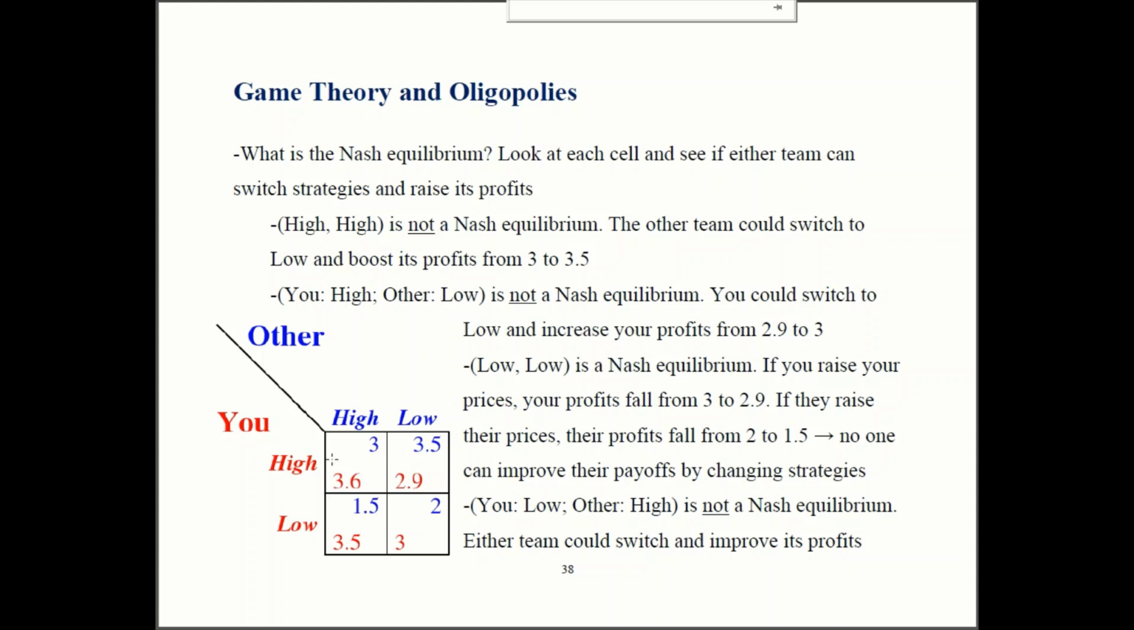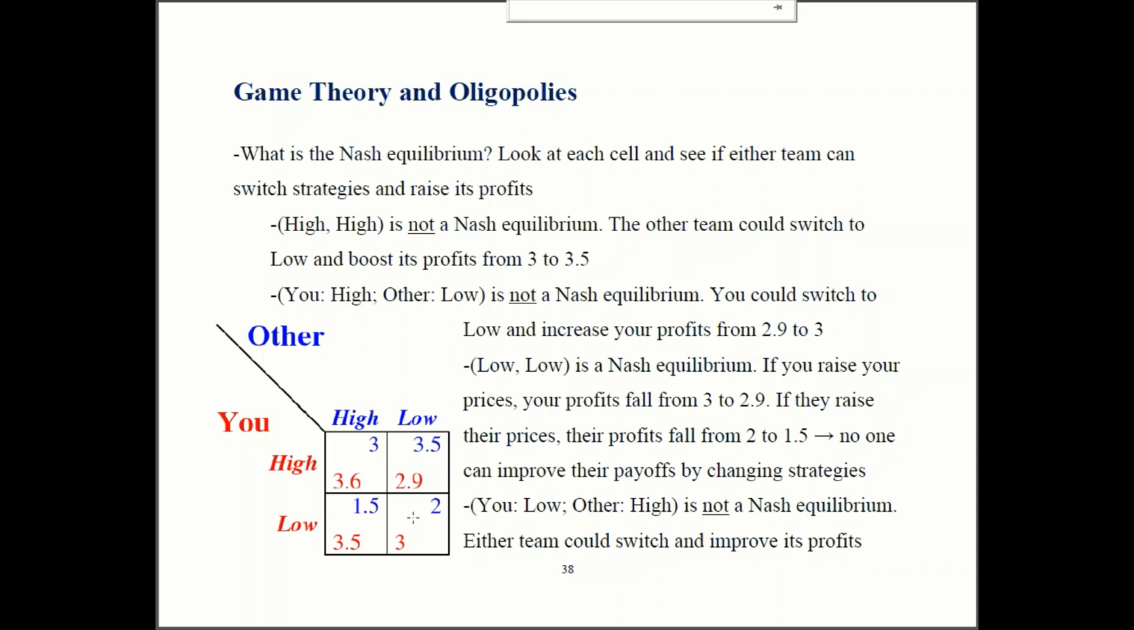Now, if you play high and they play low, that's also not going to be a Nash equilibrium. They're happy about their high profits of 3.5 million, so they don't want to change anything. However, you have an incentive to change strategies. Right now you're getting 2.9 million. If you switch to playing low while they are still playing low, you can get your profits all the way up to 3 million. So you have an incentive to change strategies. If you want to change your strategy, then this outcome over here is not going to be stable. Therefore, it's not a Nash equilibrium.